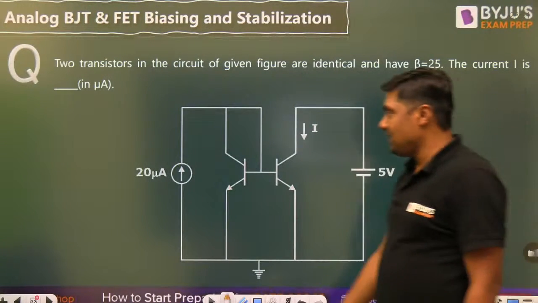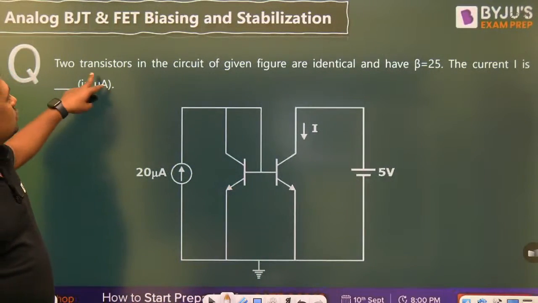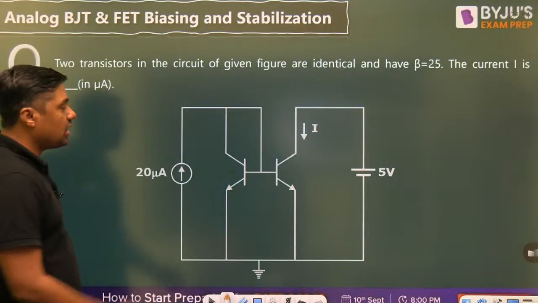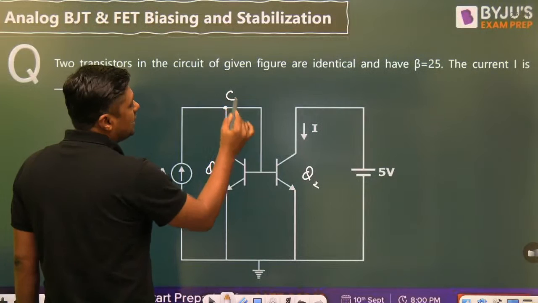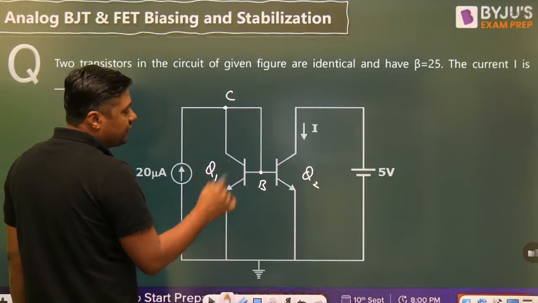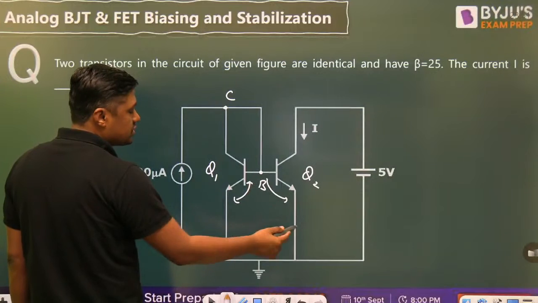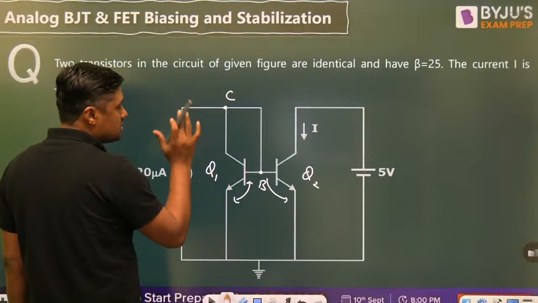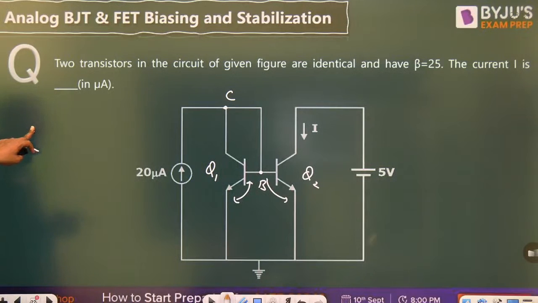Now again, we have the line and line. This is the BJT. Two BJTs are connected. The two transistors in the circuit of the given figure are identical. If these two transistors are identical, it means again it is a current mirror circuit. When the collector is connected to the base, always the transistor will be in the active region. We have the same VB because these two are connected in parallel, and that's why they have the same current. And according to the current mirror circuit, the current I is, what is the I?